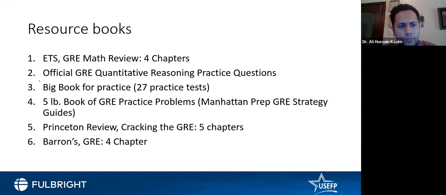Then comes another publisher, Princeton. Its book is Cracking the GRE. It has 5 chapters. And then Barron's, which has 4 chapters. All these books are good practice. But if you have very little time, let's say 1 month, then book number 2 is easier to cover because it has less practice. You can do some of the tests of the Big Book. And if you can let the content in ETS book number 1 sink in, that'll be too good. But for chapter-wise practice, you need to go to Manhattan, book number 4.